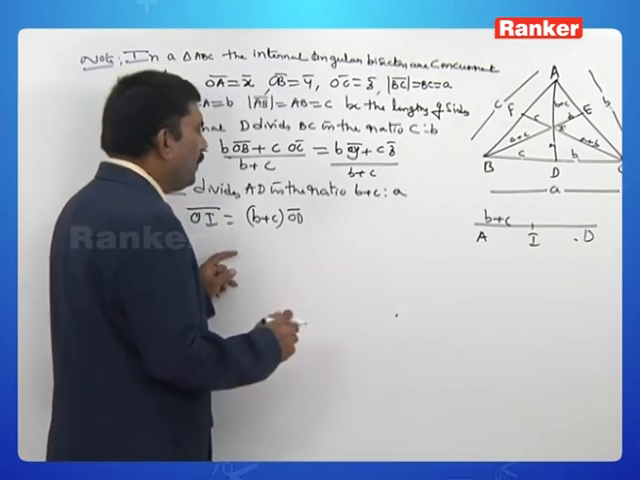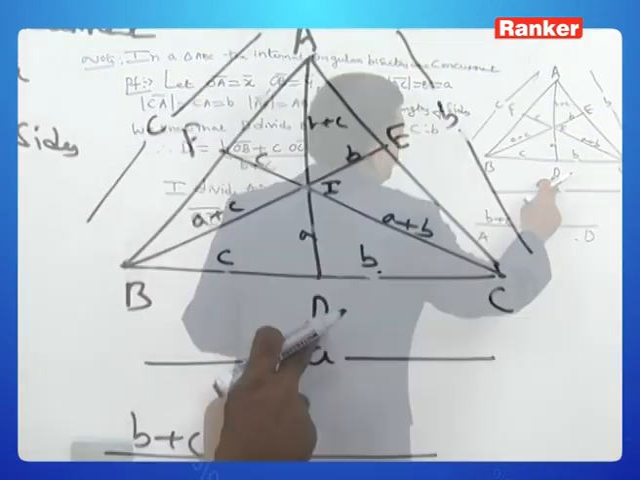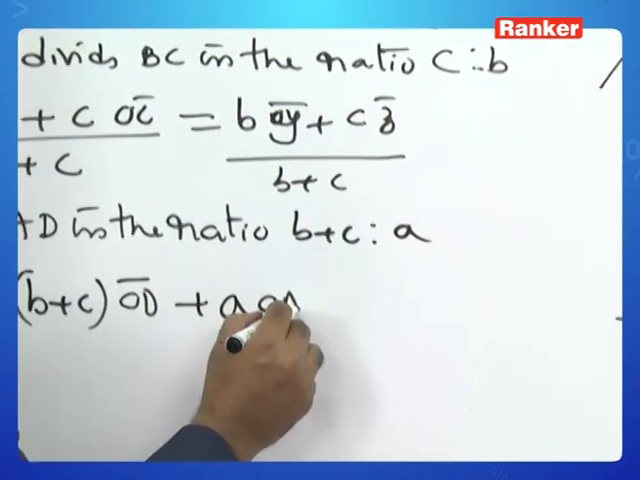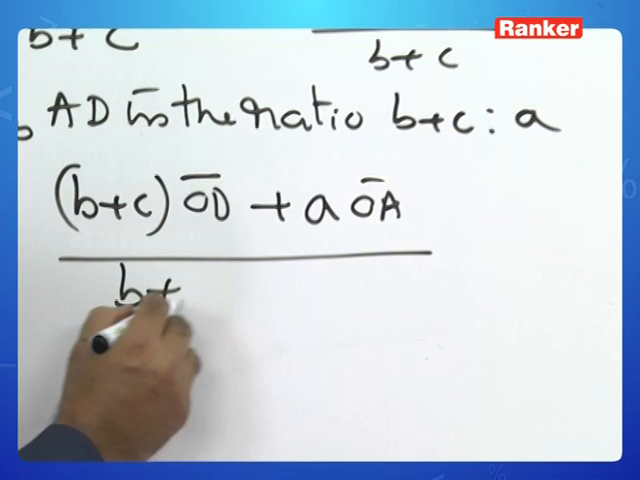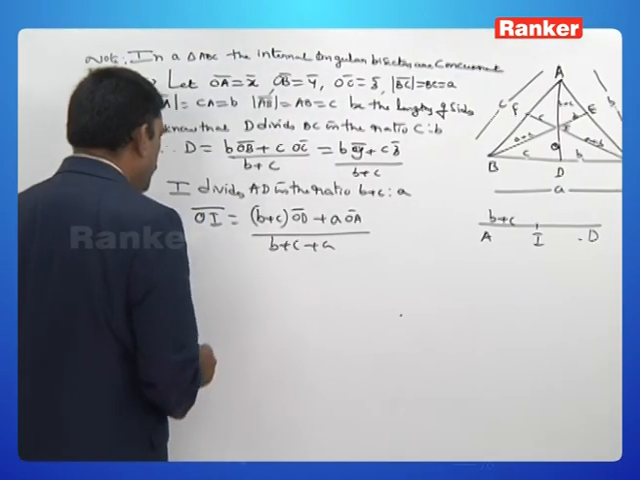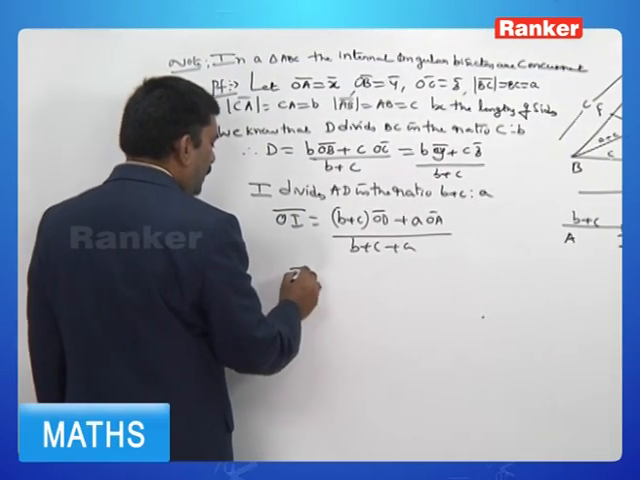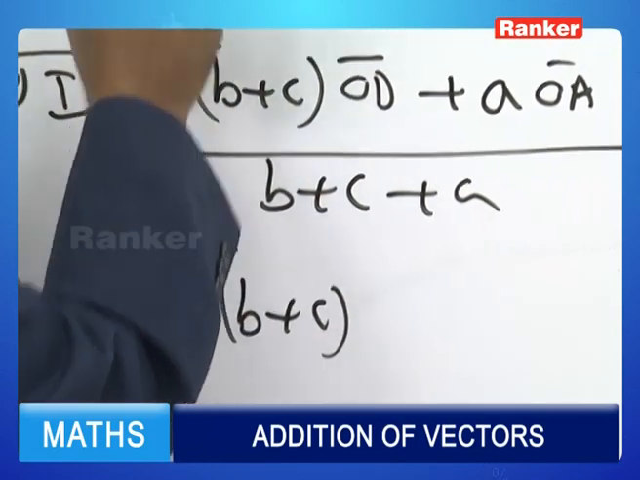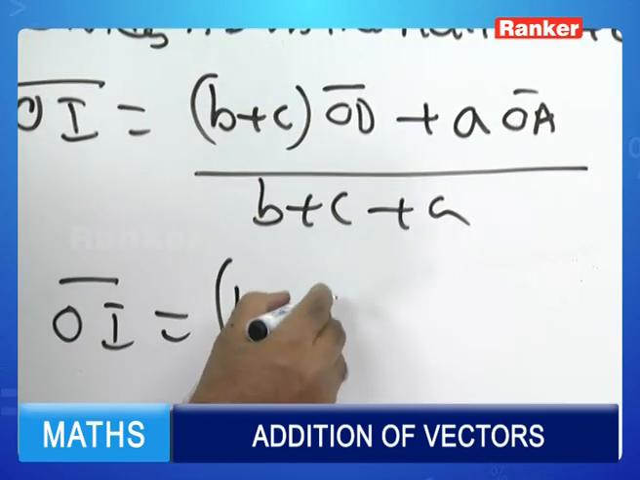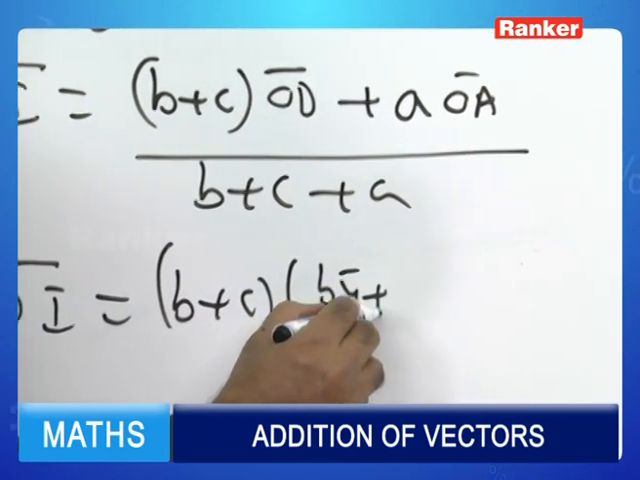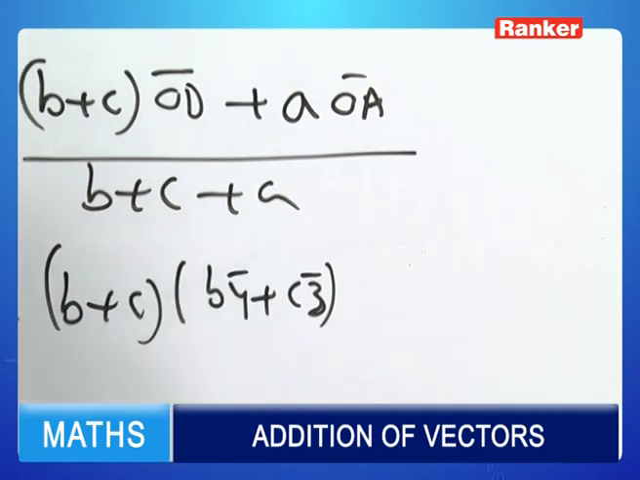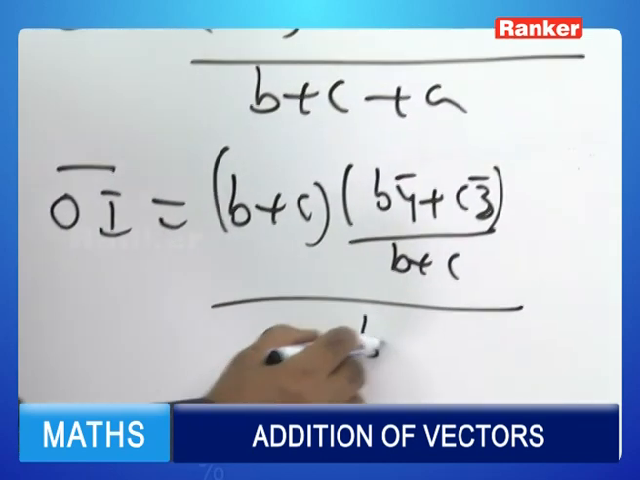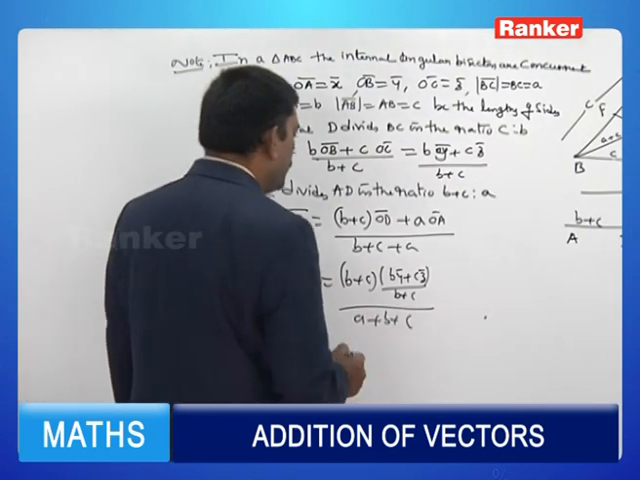So therefore, OI bar is equal to (B plus C) into D, A into A. So therefore, I can write A into OA bar by B plus C plus A. So therefore, I can write OI bar is equal to B plus C into OD bar. OD bar, I have proved already, becomes BY bar plus CZ bar by B plus C, by A plus B plus C.